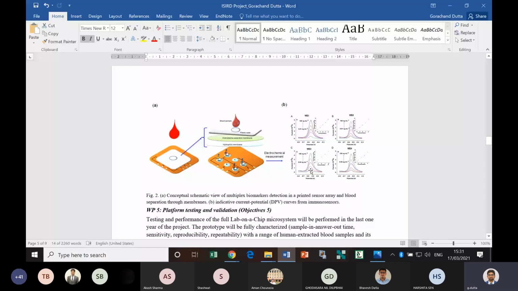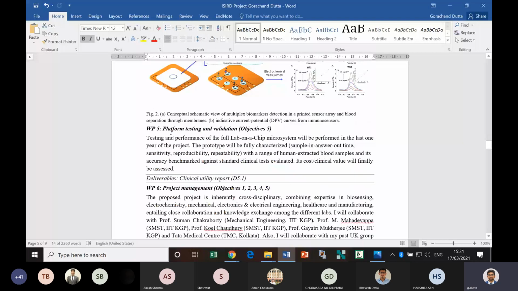Then the last work package will be the platform testing and validation. I mean, how we will test this platform, how we will validate this platform with real samples. That will be mentioned. Then finally, the project management.